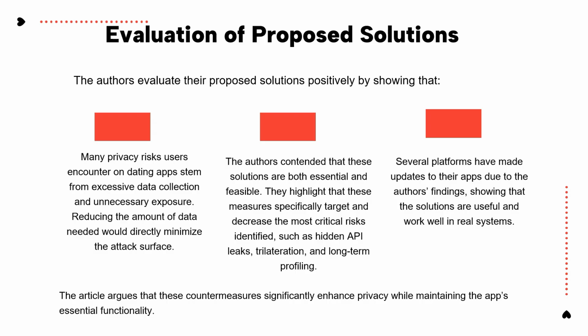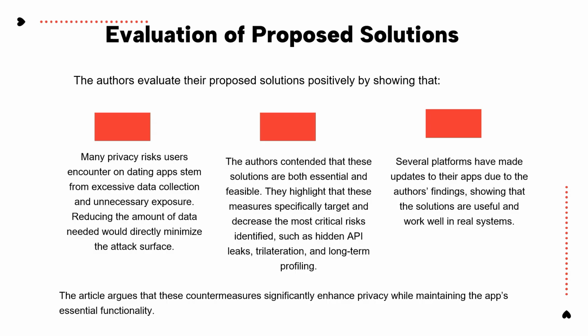With minimizing the amount of data required, it is shown that many of the privacy risks that users face on these dating apps stem from excessive data collection and unnecessary exposure. Reducing the amount of data needed to be on these apps would directly minimize the attack surface. It is also shown that the most severe privacy violations came from accidental API leaks, not from what the user had actually shared. Strengthening APIs therefore would target the actual source of the most dangerous vulnerabilities on these apps.